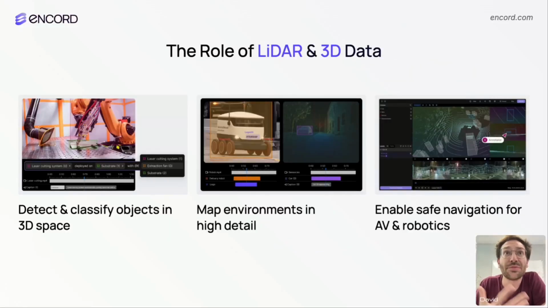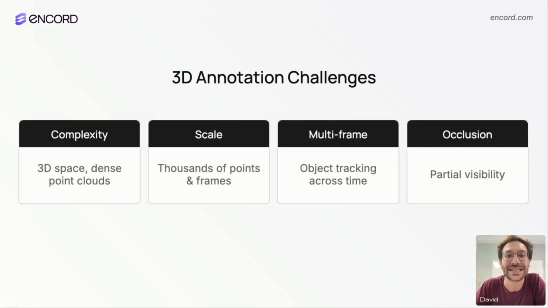Next, here's a brief overview of the role of LiDAR and 3D data. Specifically, 3D data can be acquired using a variety of different techniques. This includes LiDAR, photogrammetry, and structured light scanning. Once captured, this data can then be used to detect and classify objects in 3D space, supporting applications such as high-detail environmental mapping, such as topographic surveys or archaeological sites, and the safe navigation in robotics and autonomous vehicles, which of course has countless other downstream applications.